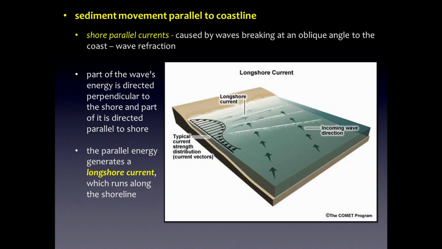So this causes wave refraction, and what happens as a result of this is we see that part of the wave's energy is directed perpendicular to the shoreline, and part of the energy that's being carried, transported by that wave, is directed parallel to the shoreline. That results in the generation of something called a longshore current that runs along the shoreline, paralleling the direction of the shoreline.